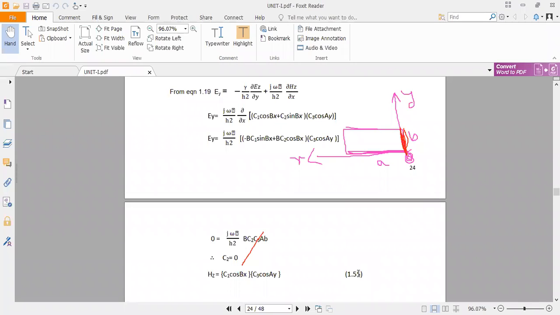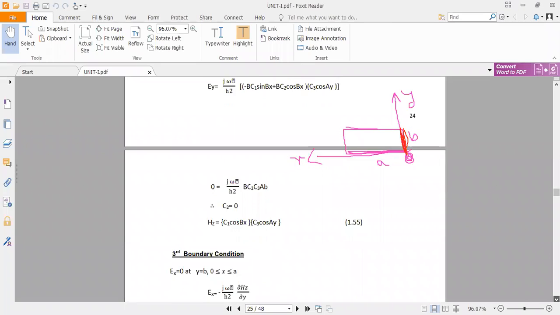Up to this, is it clear? Hz expression. Is it clear? Yes, ma'am. Hz, 1 and 2 boundary conditions are clear to you? Yes, ma'am. Clear, ma'am. Only one voice. Remaining students, is it clear to you? Yes, ma'am. Clear, ma'am.